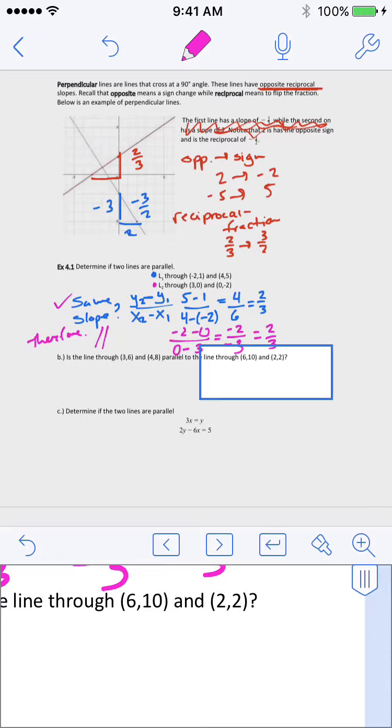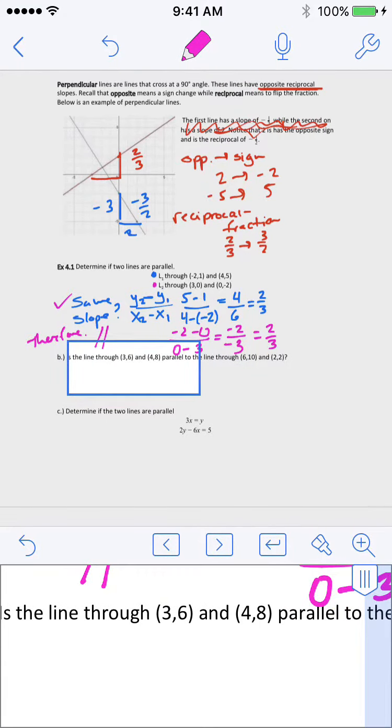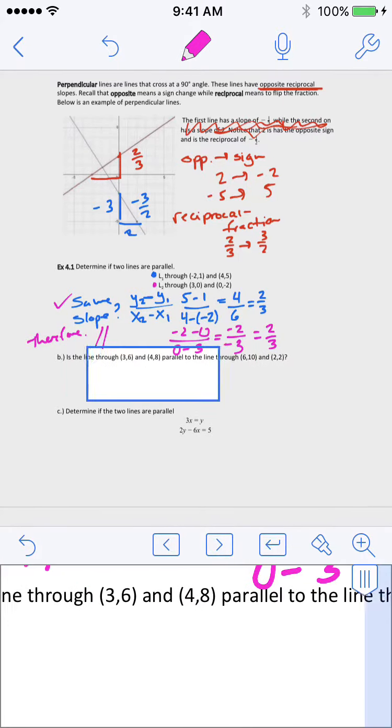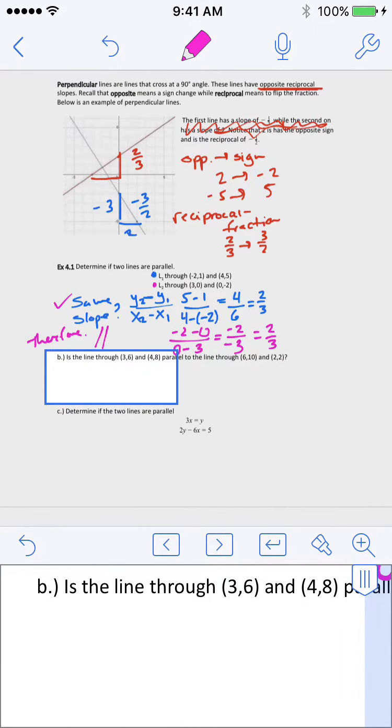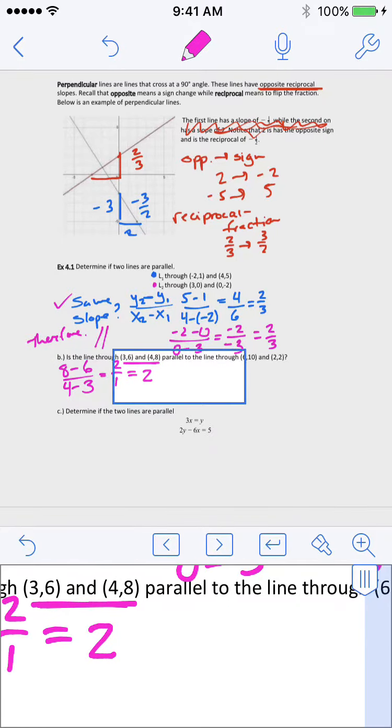Okay, so hopefully you've had some time to try this and you deduced something. Let's see what happens when we take the slope of both of these. So we have 2 points, this set of points, and this set of points. And so we're going to find the slope of each. So for the first one, we'll do it in pink. 8 minus 6 over 4 minus 3 gives us 2 over 1, or 2, right? So the first slope is 2.